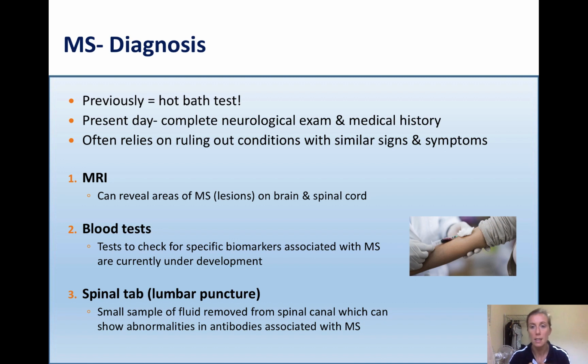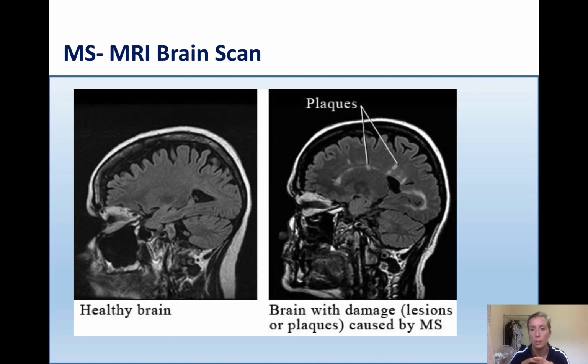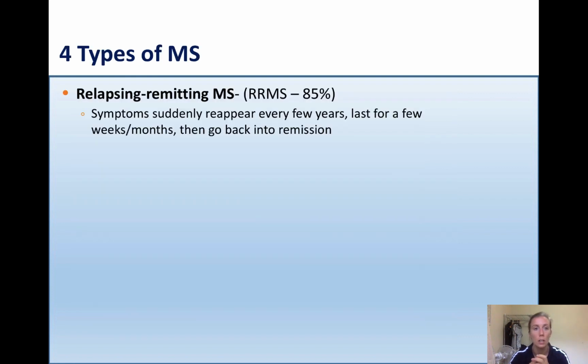So obviously we can see there's a few different potential investigations there, but fortunately we've come a little bit further than just putting people in a hot bath, which is a good thing. So here you've got an example of your MRI brain scan. We've got a healthy brain here, and we can start to see these lesions or plaques, as they might be referred to, which are being caused by MS. You can see those white areas, and they've spread throughout a few areas of the brain there. So that's just one example of how we might see this detected using MRI technology.